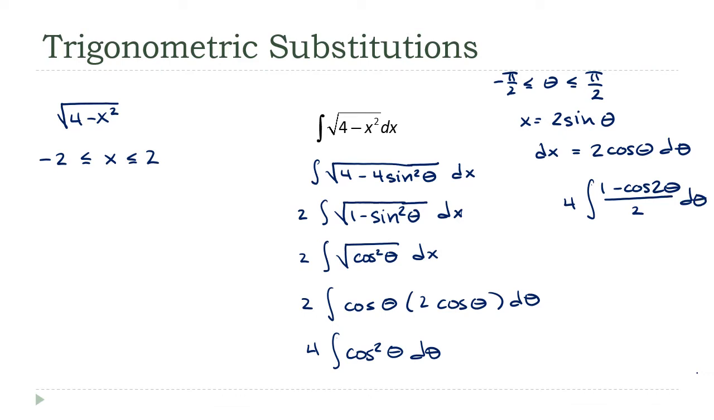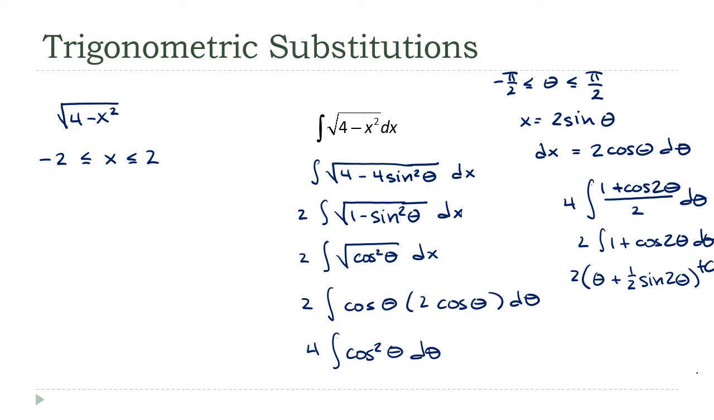Well, that should be a plus there. I always mix the sine and cosine ones up. So that should be plus cosine 2 theta. And first let's bring that 1/2 out. So this is 2 integral 1 plus cosine 2 theta d theta. So now I can do the integral. This is 2 times theta plus 1/2 sine 2 theta plus a constant.